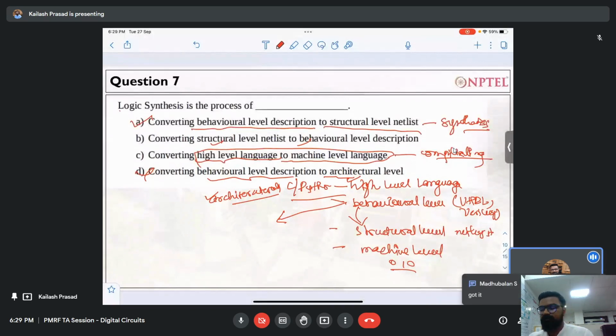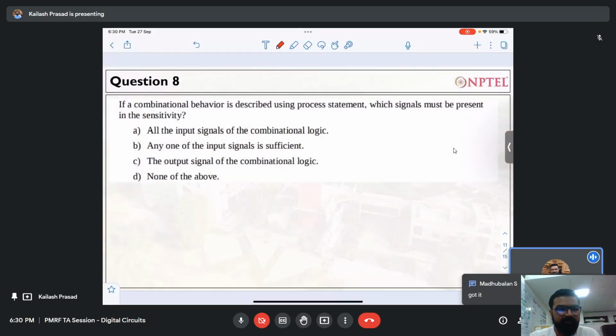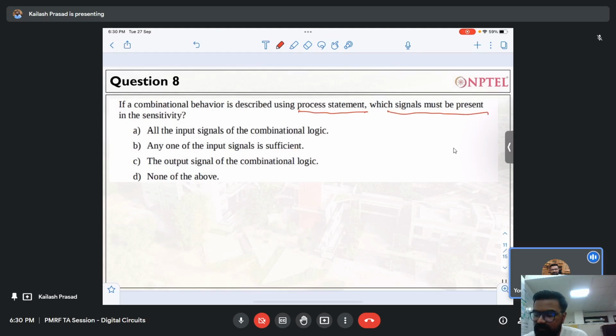Okay, thank you, Madhubala. Now, moving to the next question. If a combinational behavior is described using a process statement, so there is one statement which is called the process statement, which signals must be present in the sensitivity list? Anybody want to answer this?